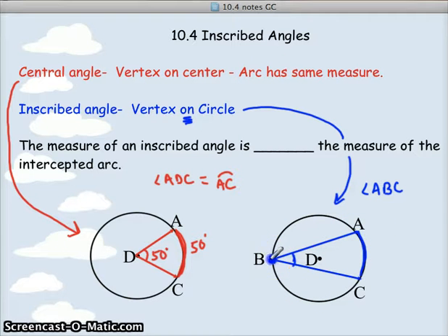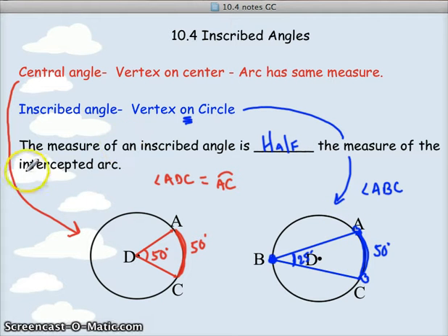Again, think of this as like a person. Here's the person's head maybe, and here's an arm with a hand, and here's another arm with a hand, and those two hands are grabbing onto this arc. So this arc, we'll say it's 50, just like on that last problem. Well, this angle then will be half of that. So this angle would be 25. So the measure of the inscribed angle is half the measure of the intercepted arc.